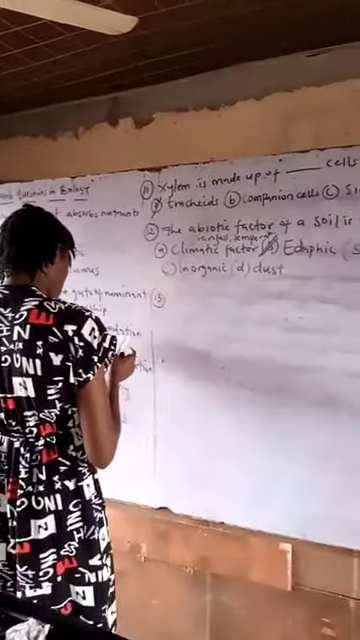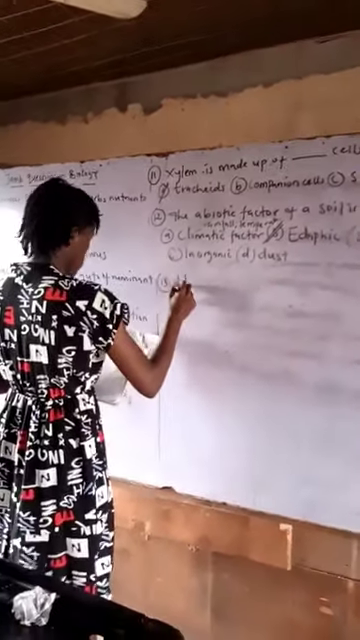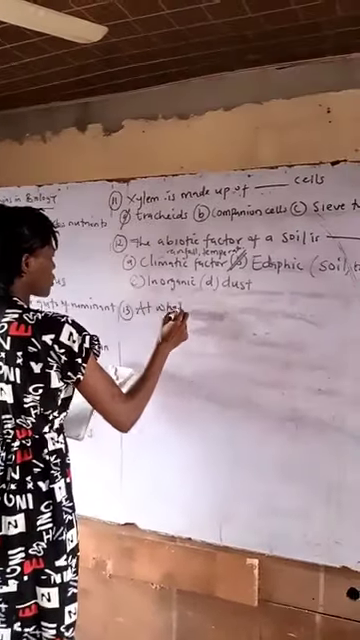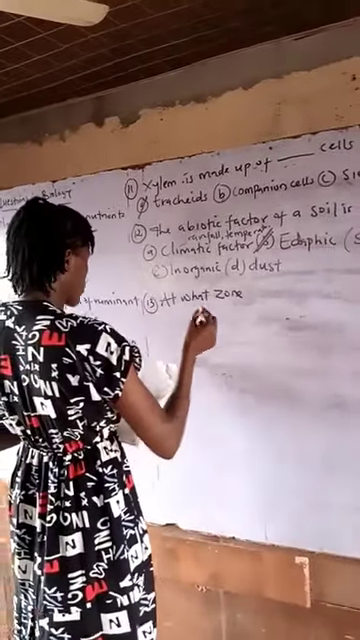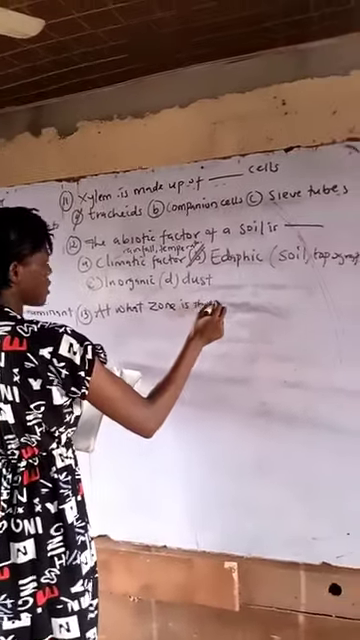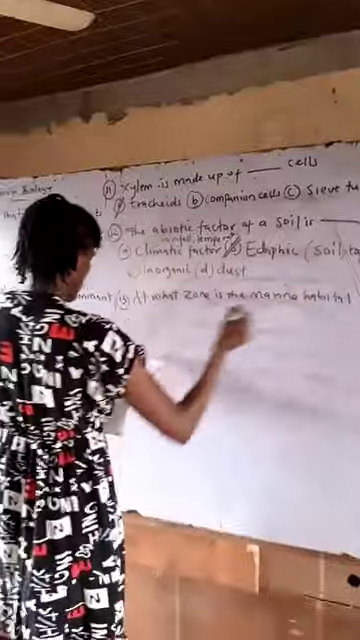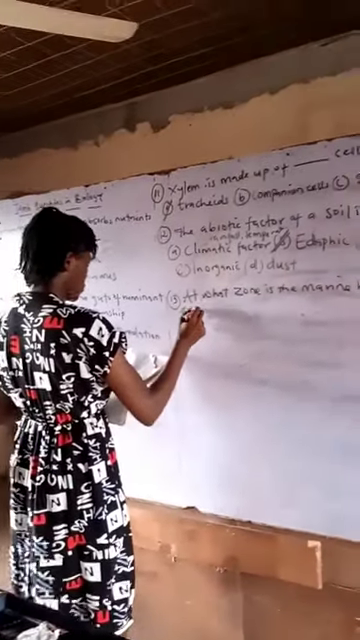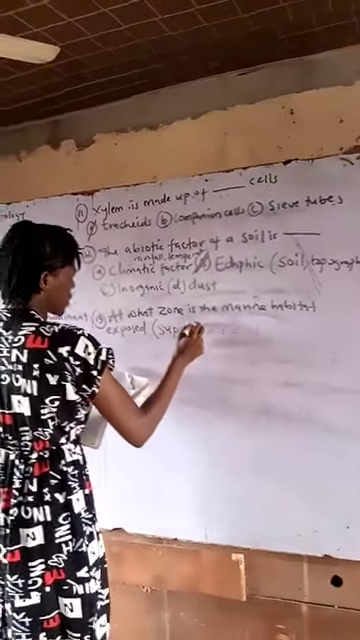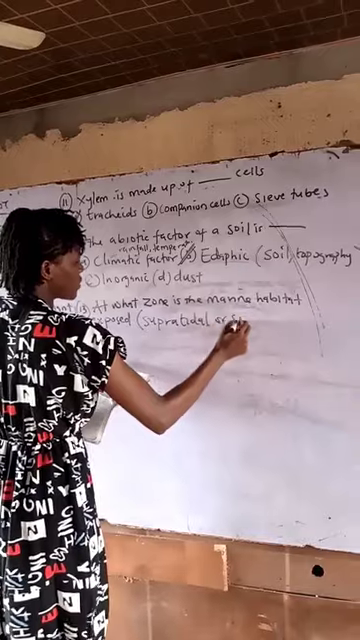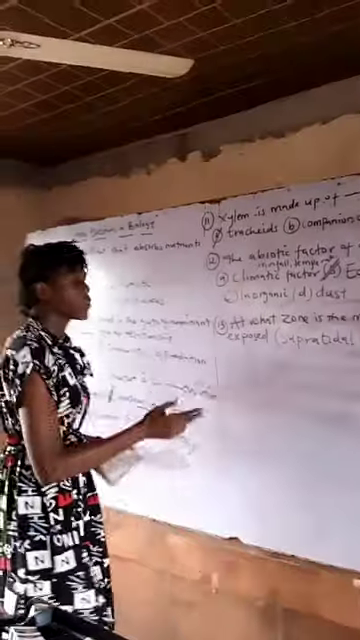We have another question here. It says at what zone is the marine habitat exposed? The answer is what? The supratidal or splash zone. Because there's a related question to this.